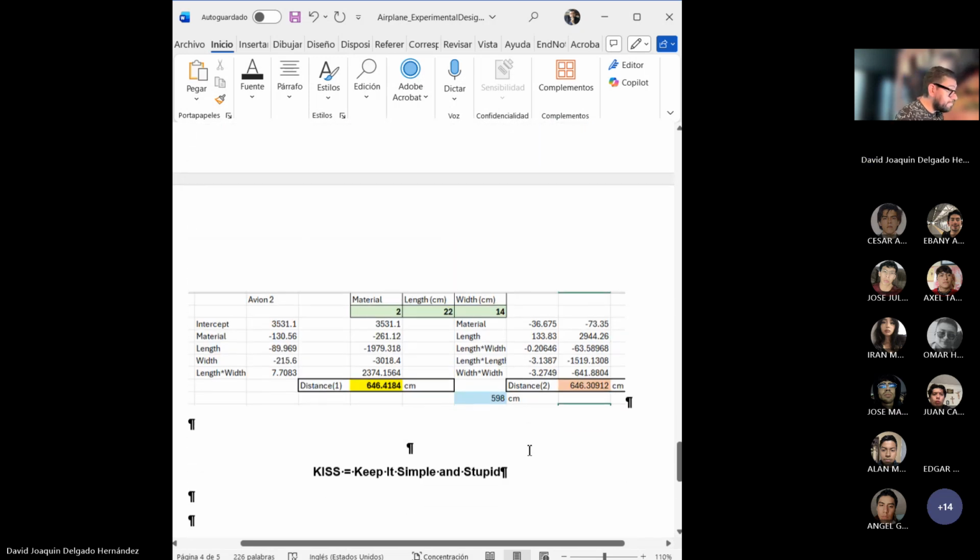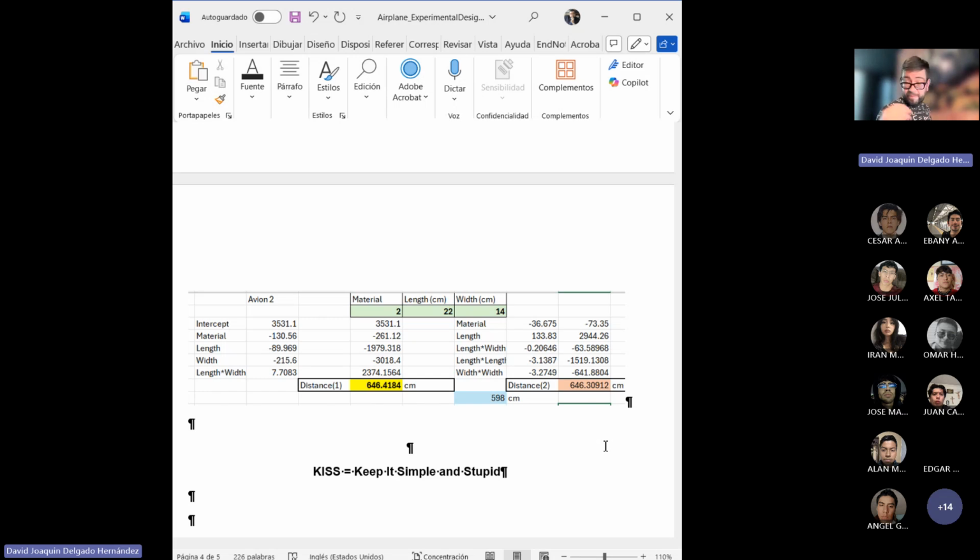And finally, in the Avion 2, the predicted distance was 646, and the second model predicted 646 as well. But the real life distance, the actual distance, was 598. Okay, so as you can see, the two models for this particular data provide exactly the same result.